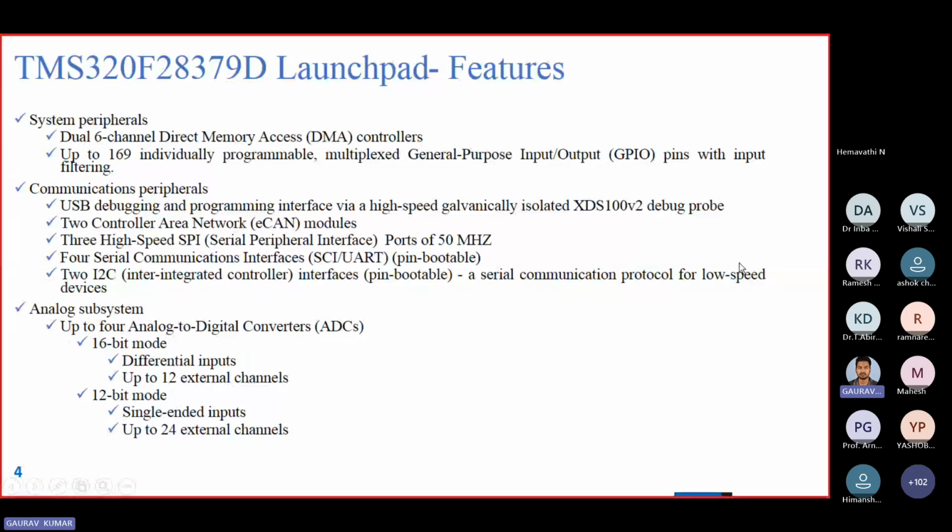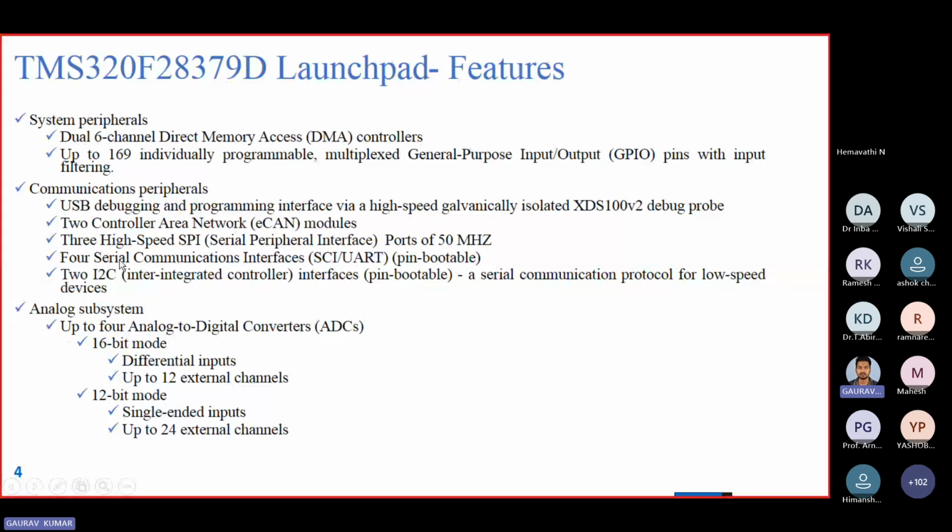There are two controller area network modules, ECAN modules. Controller area network is something you find if you go for automotive systems or robotics, where the devices have a CAN module. It is like a microcontroller unit also. So with the help of the ECAN module present in the C2000 microcontroller, we can communicate with other automotive systems, robotics, and other microcontrollers. So we have two controller area network modules in C2000.